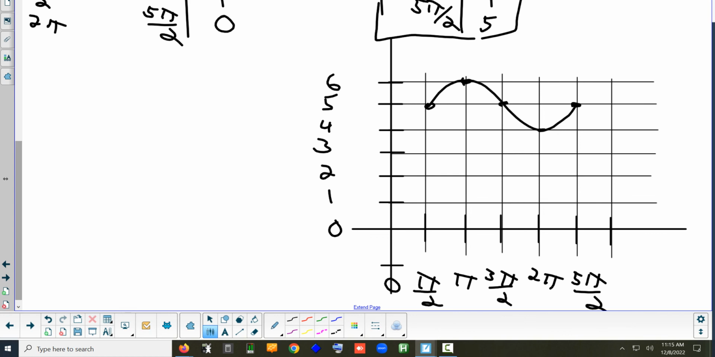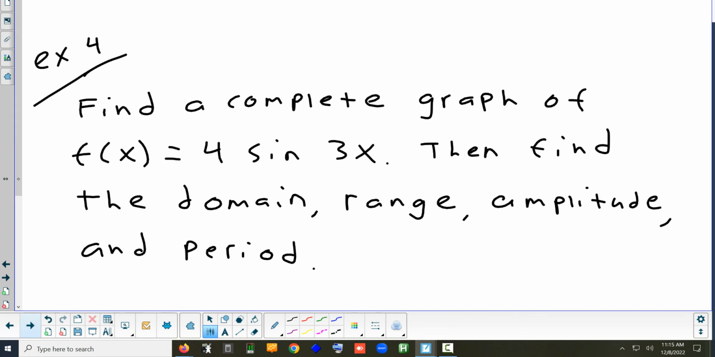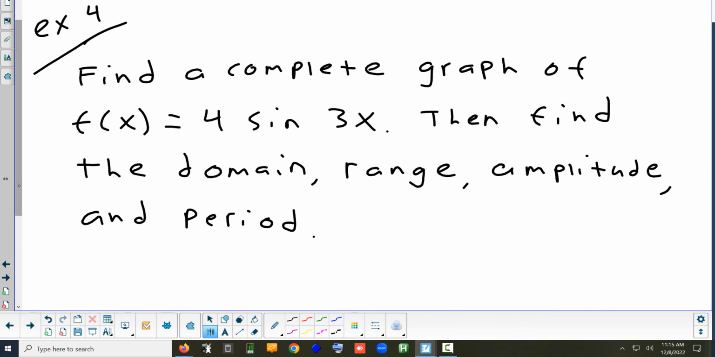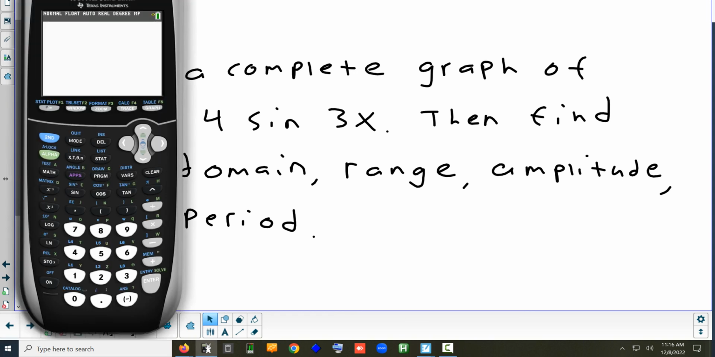All right, so any questions on graphing multiple transformations? Okay. So what I want to do this time is use the calculator to type that graph in. I want to find a complete graph and then find the domain, range, amplitude, and the period. Let's start by typing that in.